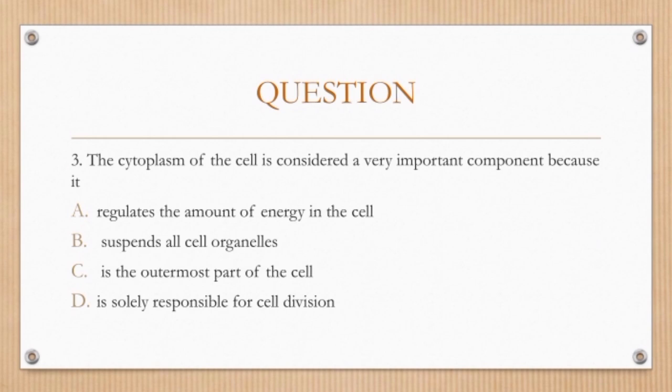It said, the cytoplasm of a cell is considered a very important component because it: A. Regulates the amount of energy in the cell. B. Suspends all cell organelles. C. Is the outermost part of the cell. D. Is solely responsible for cell division. So why is the cytoplasm important, or what is the main function of the cytoplasm? They can either ask you the main function or why it is important. So why is the cytoplasm important?